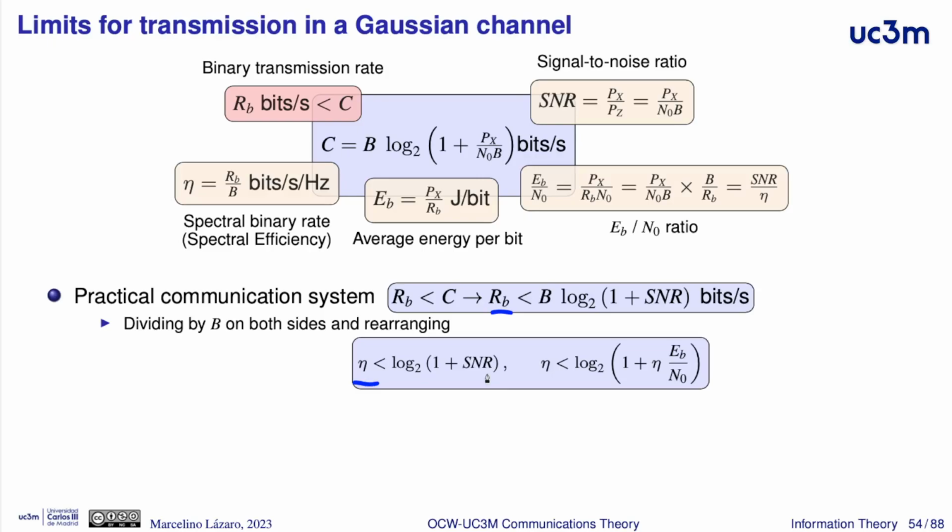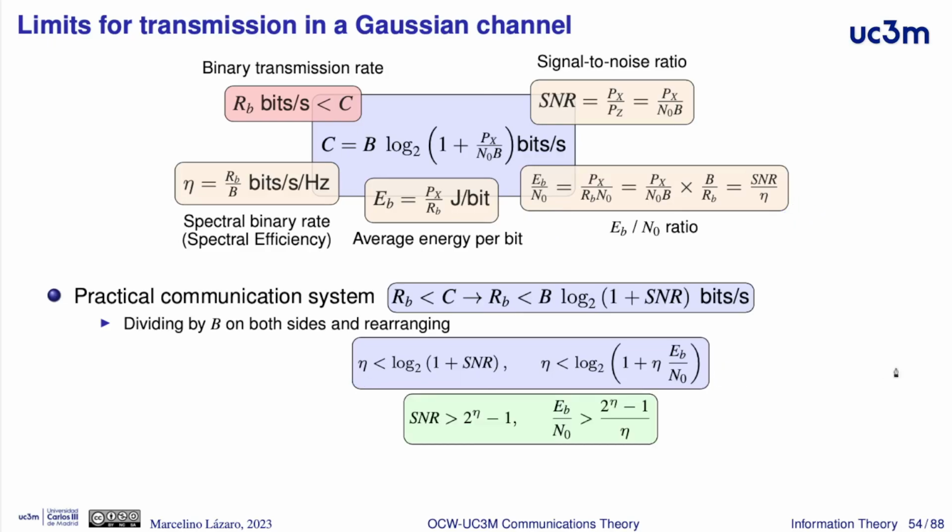And if we replace the signal-to-noise ratio, taking into account this relationship as a function of the mean energy per bit divided by N0, we can have this alternative expression. The spectral efficiency must be below the logarithm of 1 plus the spectral efficiency times the mean energy per bit divided by N0.